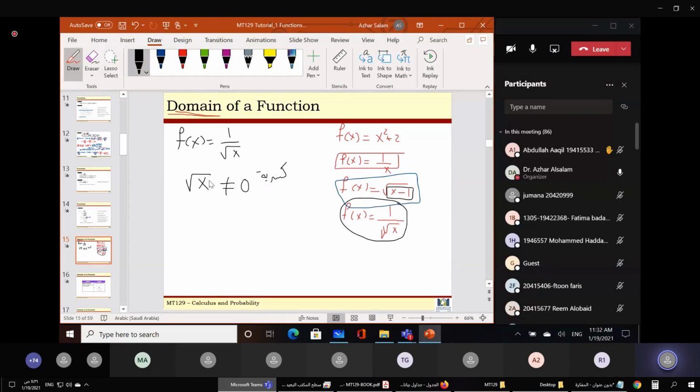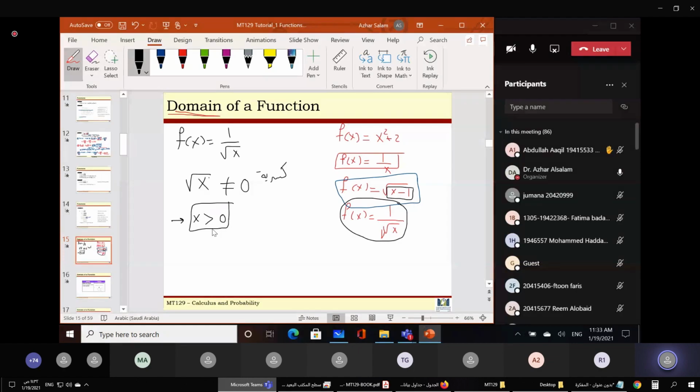And also, what's inside the square root, which is x, is supposed to be greater than or equal to 0. But I will not put the equality here, since I can't have a 0 in the denominator. So the condition that I need is x greater than 0. When we have a square root in the denominator, it's the same condition as for the square root, but without the equality with 0. That's the only thing that changes.